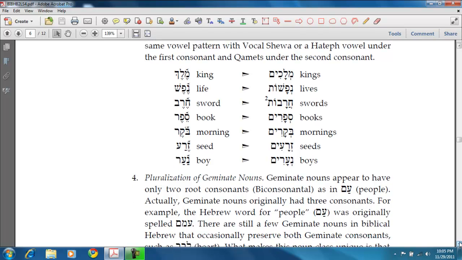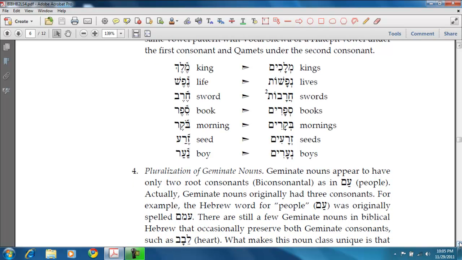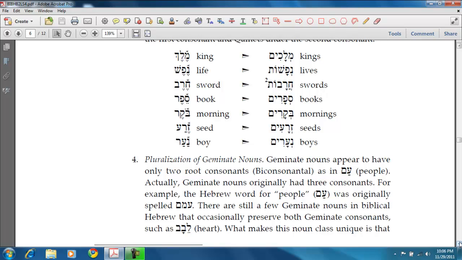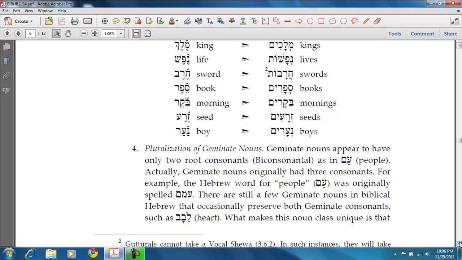Now let's go to the pluralization of geminate nouns. A geminate noun appears to have only two root consonants. It's biconsonantal, as in the word for people. Actually, geminate nouns originally had three consonants. For example, the Hebrew word for people was originally amam. There are still a few geminate nouns in biblical Hebrew that occasionally preserve both geminate consonants, such as levav for heart.